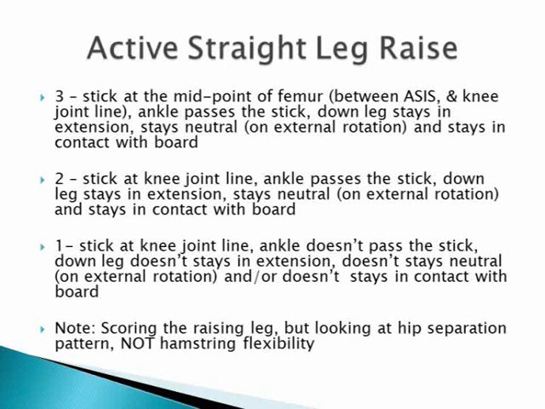A 2 is all the same criteria, but now the stick is at the knee joint line instead of the midpoint position of the femur. Again, the ankle passes the stick, the down leg stays in extension, stays neutral with no external rotation, and the back of the knee stays in contact with the board. A 1 means the person cannot meet this criteria.